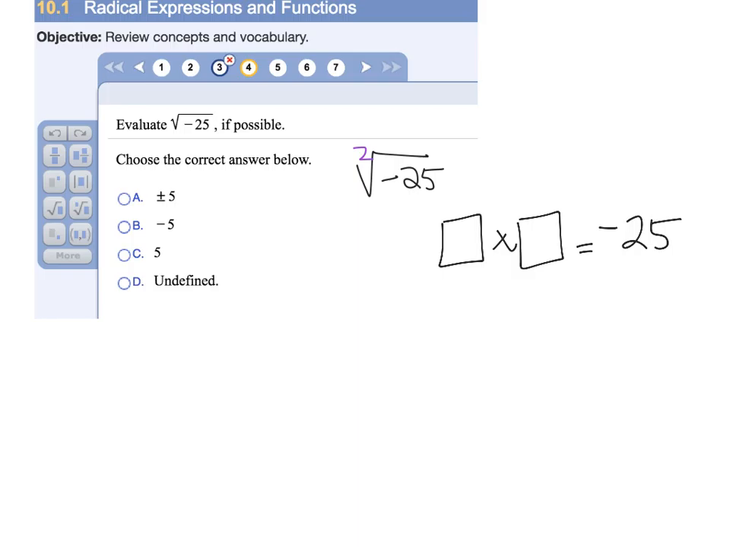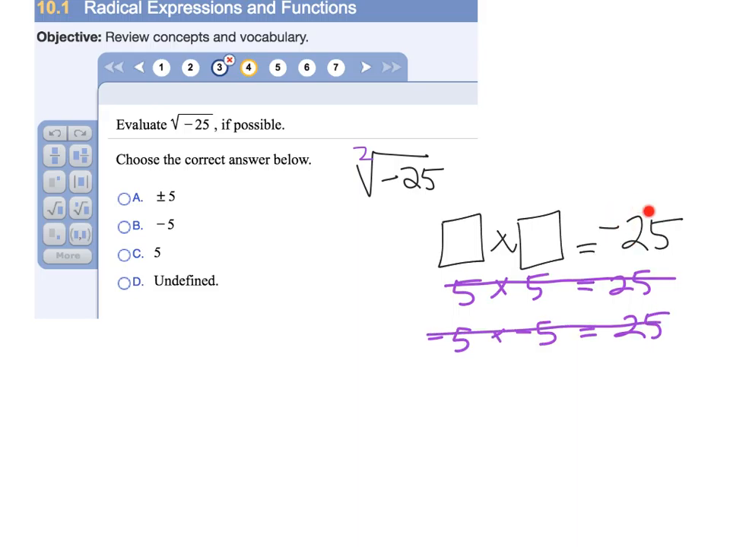Let's try 5. Well, 5 times 5 is 25. Oops, that's no good. How about negative 5 times negative 5? That's no good either because that's positive 25 also, and we're looking for negative 25. Somebody might say, make one of them negative and the other positive, and that's going to give us negative 25. Yes, but these two numbers must be the same.